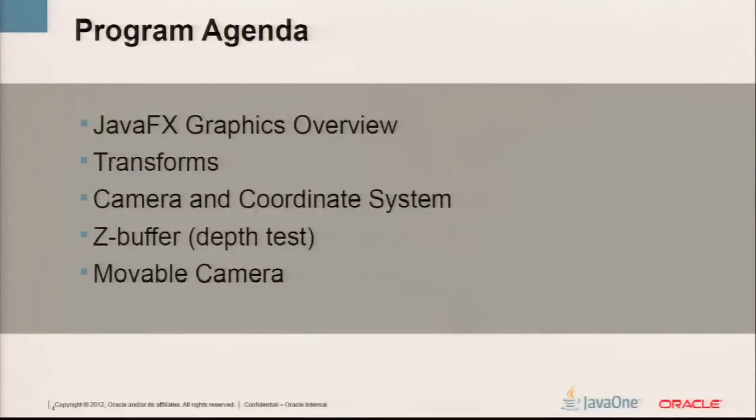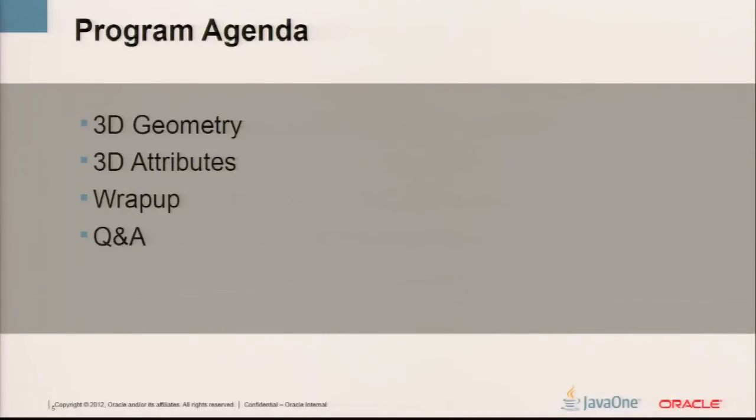And that's that we want to go over a little bit of an overview on JavaFX graphics. We want to go over the transform model of JavaFX, and then talk about cameras and the coordinate system, things that now become important as we're doing 3D. And then talk about things like depth testing, and some of the things we're adding in JavaFX 8 are movable cameras, 3D geometry and attributes, and we'll get into those a little bit later. Okay, next slide.